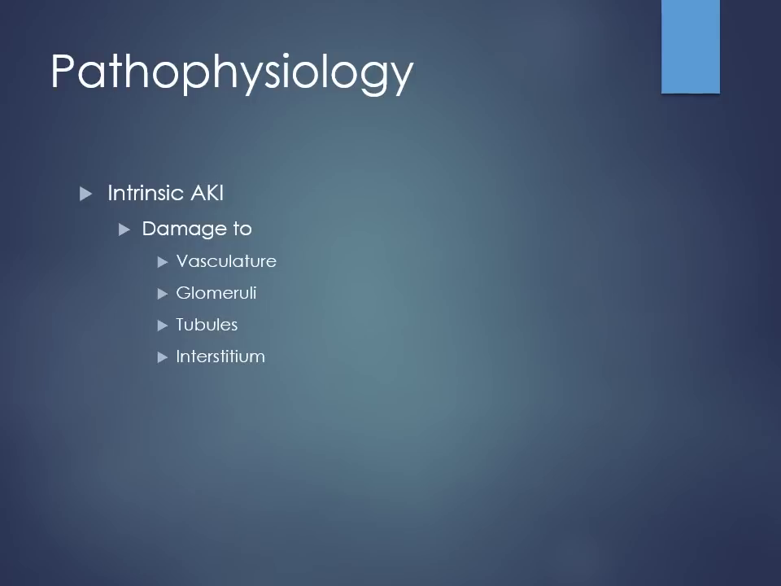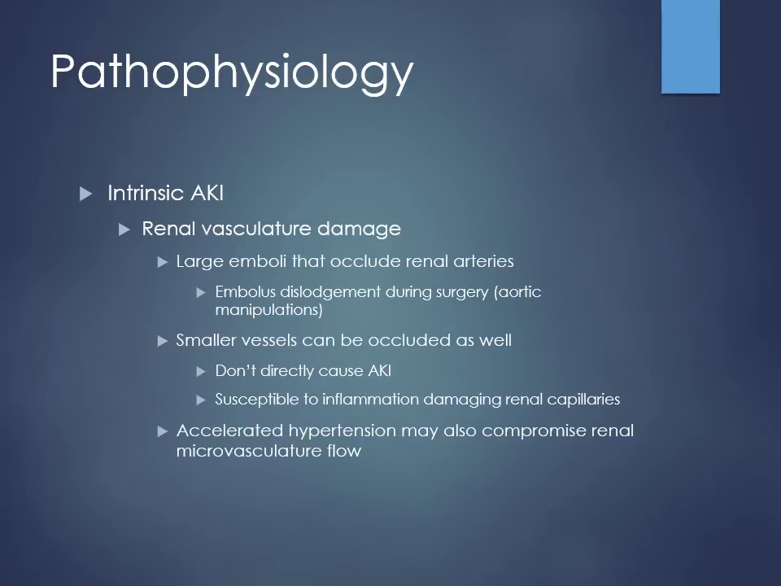Okay, now dealing with more of the intrinsic kidney injuries, we're going to have damage to either the vasculature, the glomeruli, the tubules, or the interstitium. Any of these are potential targets for injury. Certainly we can see things like emboli that can be dislodged and cause an issue. If you had aortic manipulations and a thrombus got broken loose, it could be an issue.